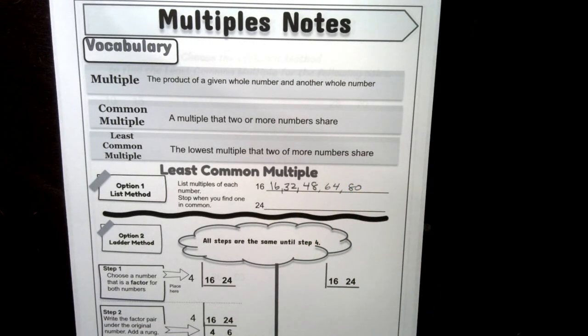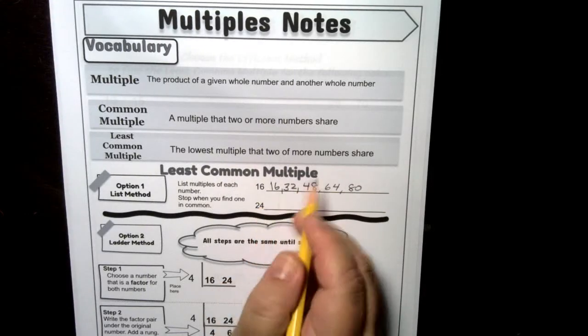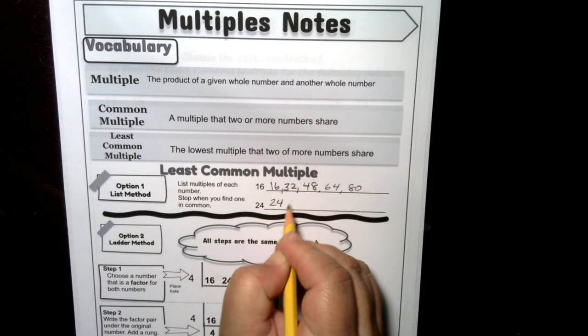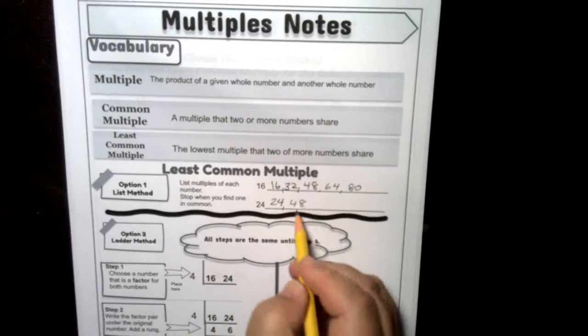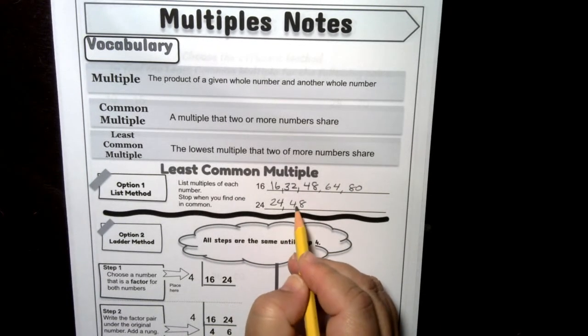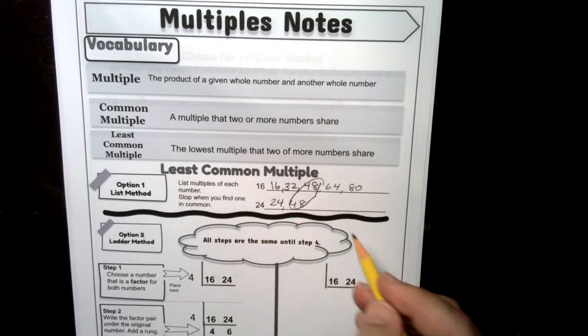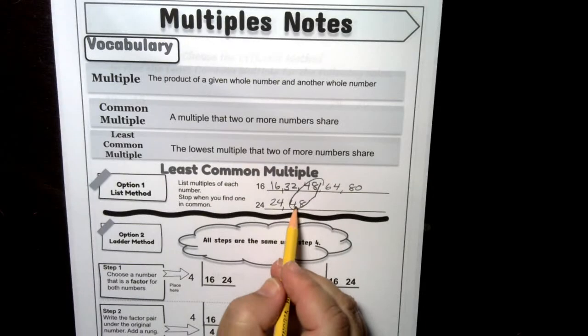Why did I choose to stop there? I like to do about the first 5. Okay, I might need more, but I'm going to go with the first 5. Then, 24 times 1 is 24. 24 times 2 is 48. I could actually stop here because I've already found my least common multiple, which is 48. If I continued, I'd find other common multiples, but we only wanted the least common multiple.